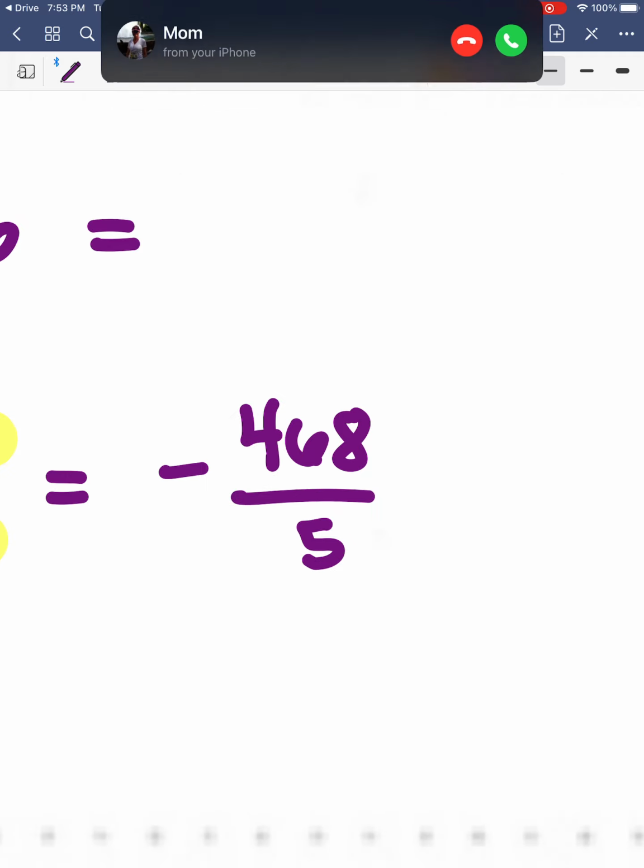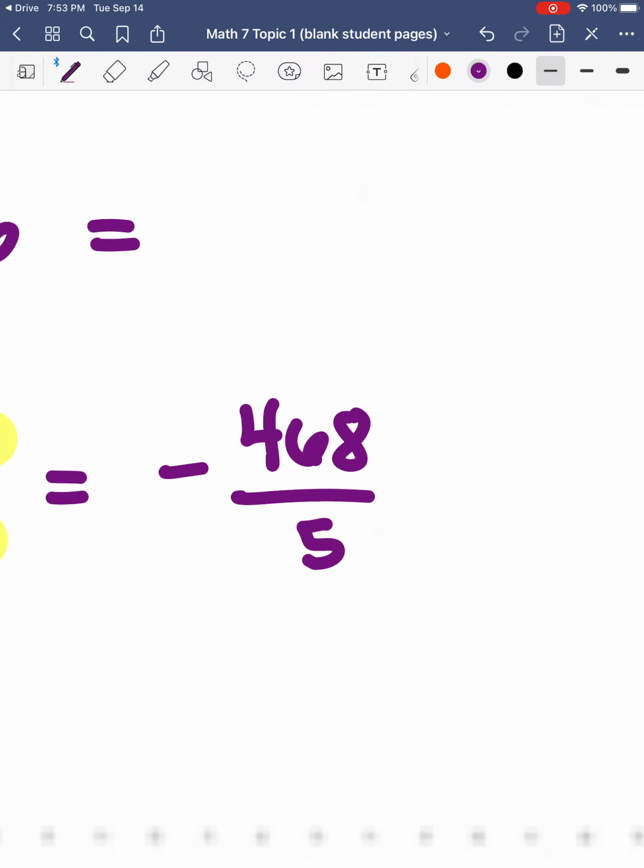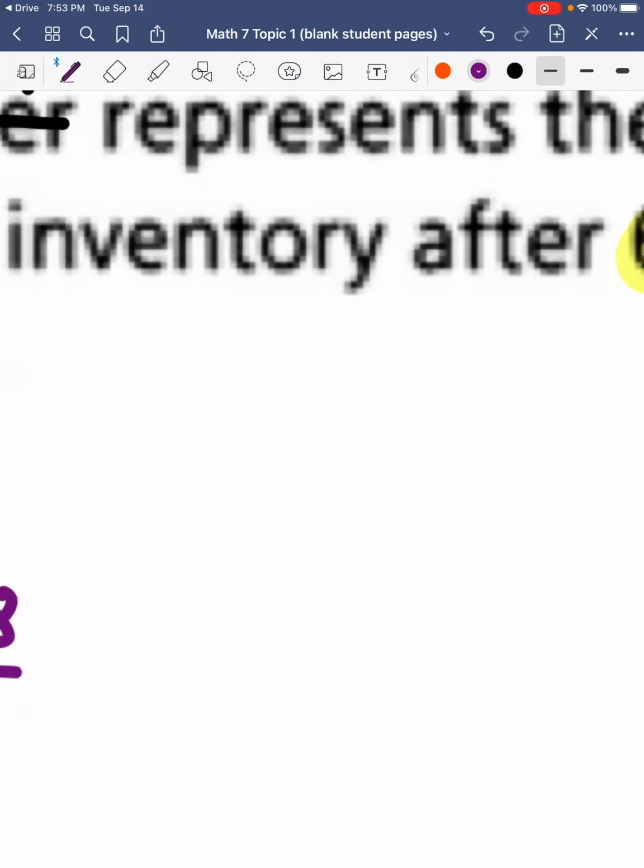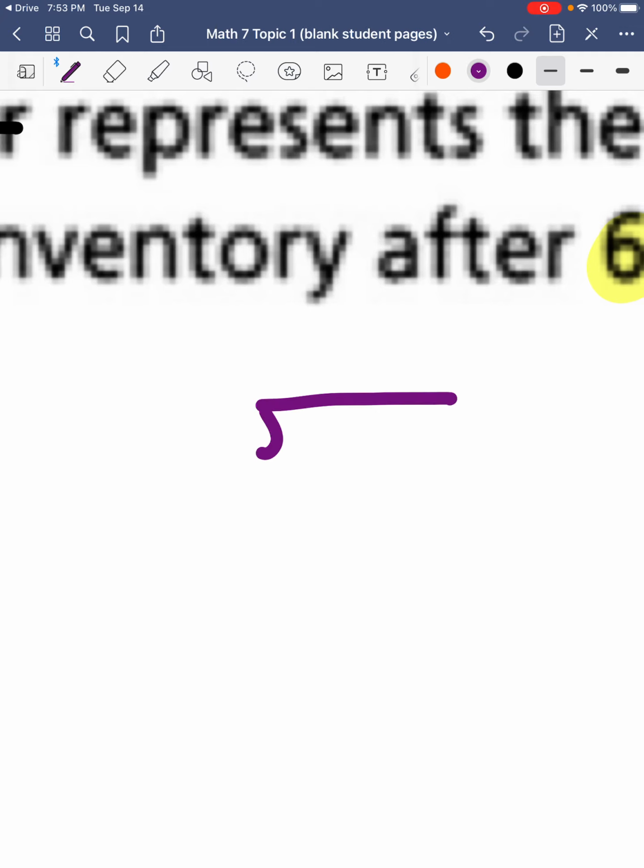Now this right here is a fraction. So we need to change that to a mixed number. So to do that, we're going to use division, long division. So we know 468 goes in here and 5 goes on the outside. Well, how many times does 5 go into 46? It goes in 9 times. 9 times 5 is 45.